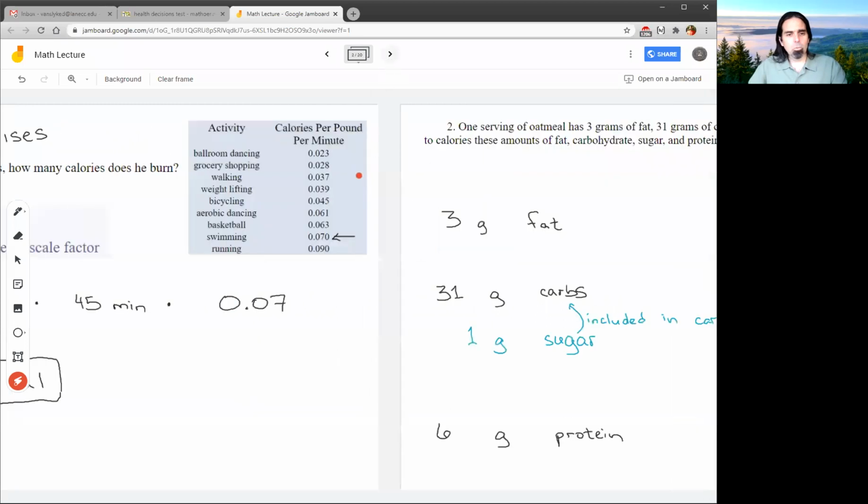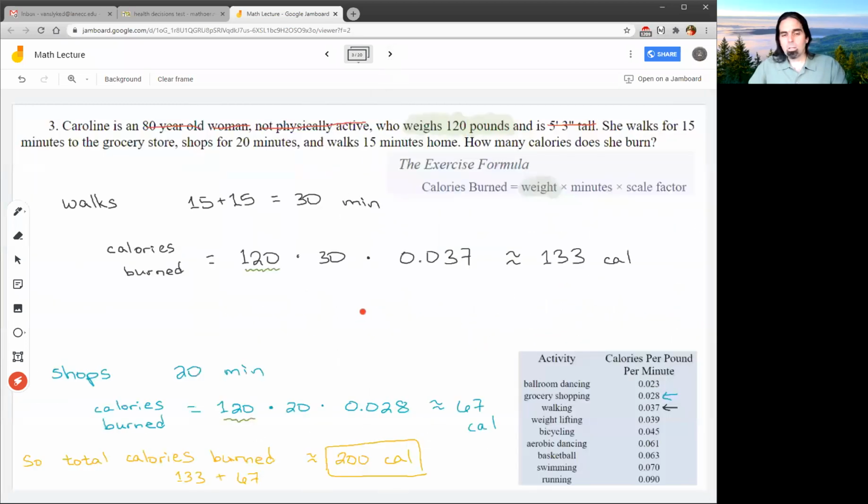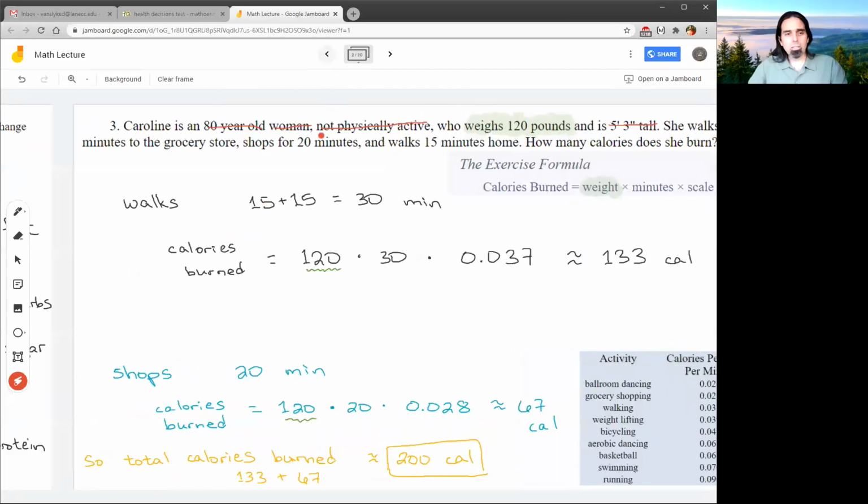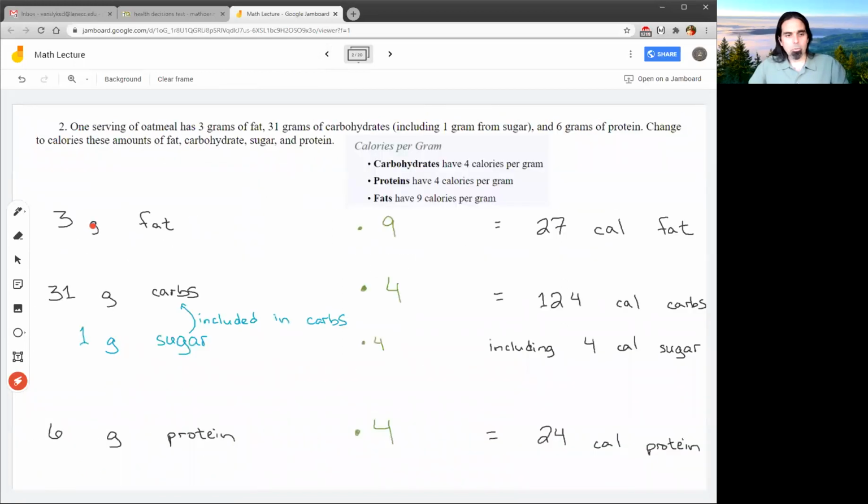The third problem was similar, except that Caroline has 2 kinds of exercise. So we had a part A of walking and a part B of shopping, and then we added them together at the end. In between, the second problem was going from grams of fat and carbs and protein to calories of fat and carbs and protein. And it was multiplying either by 4 or 9. Fat was 9, everything else was 4.